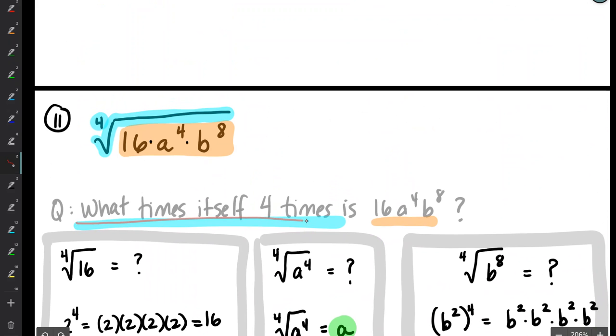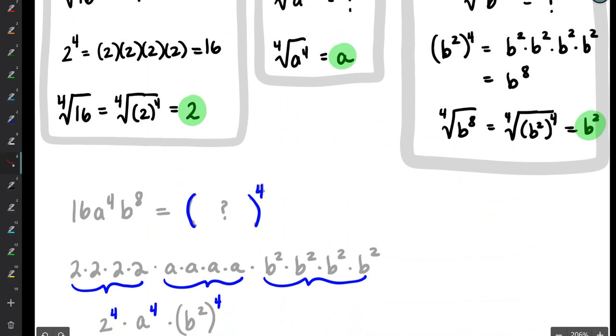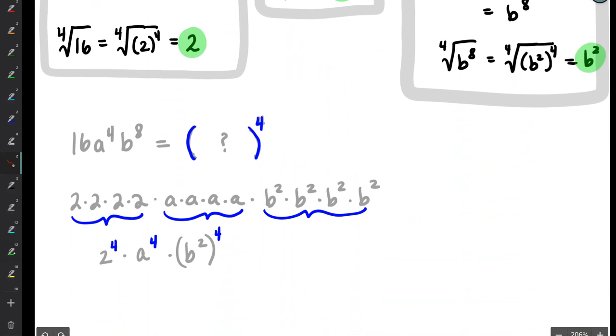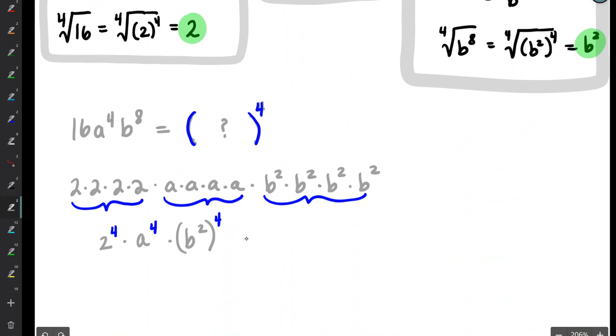Right? So in answer to this question, what times itself 4 times is 16 a to the 4th b to the 8th? Well, in fact, I can write this even a little clearer. Two times a times b squared times itself 4 times is 16 a to the 4th b to the 8th.